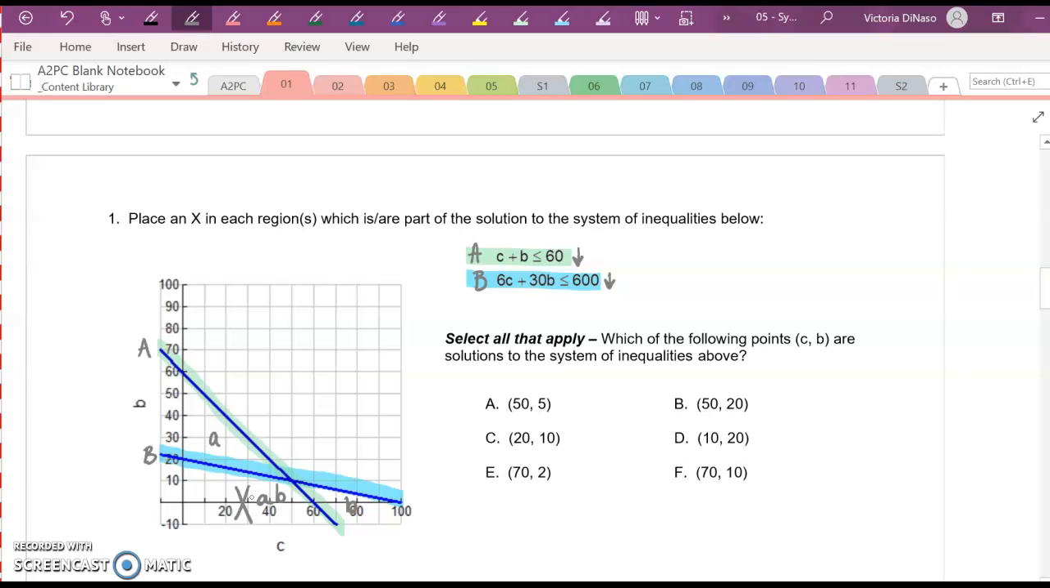So in the second part, now it says select all that apply. Which of the following points, B, C, B, are solutions to the system of inequalities above? So we're going to go ahead and plot every point.